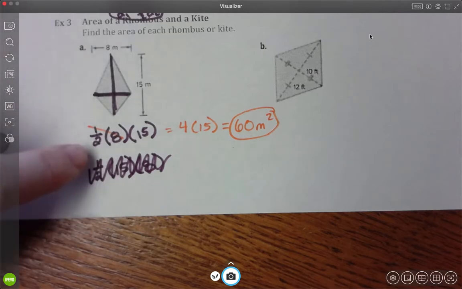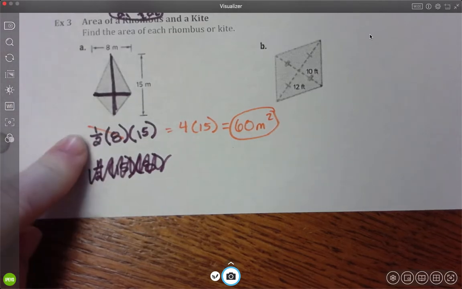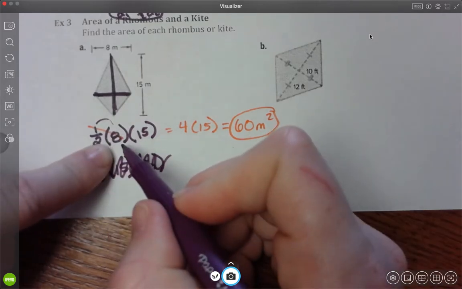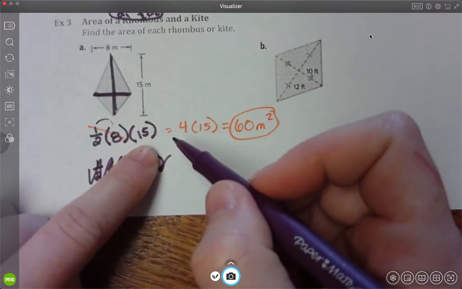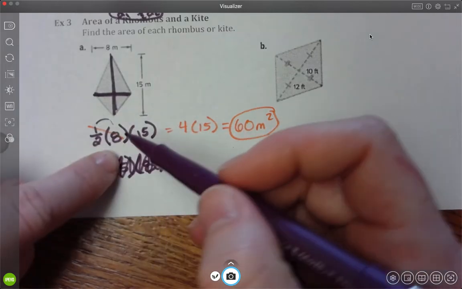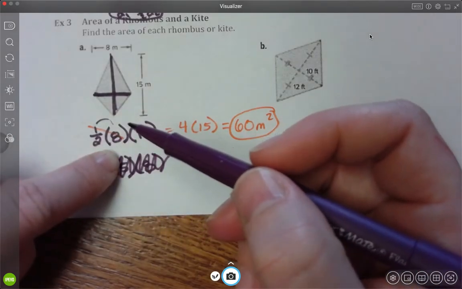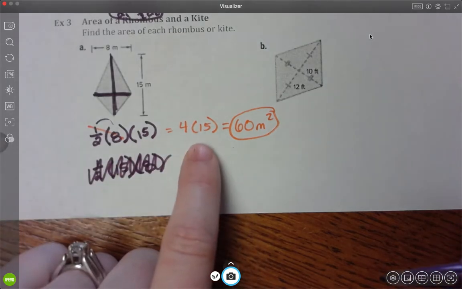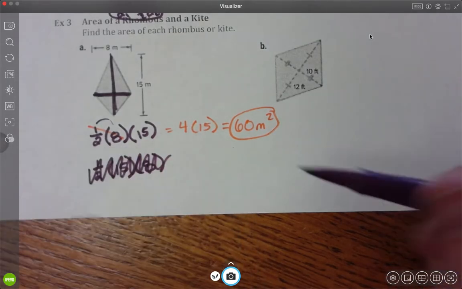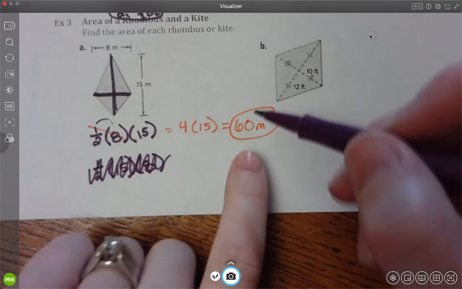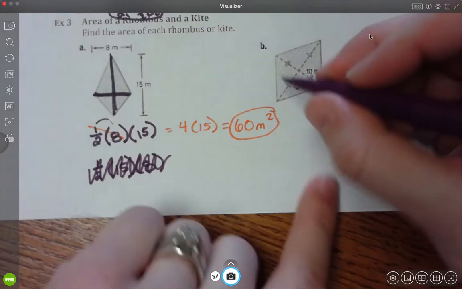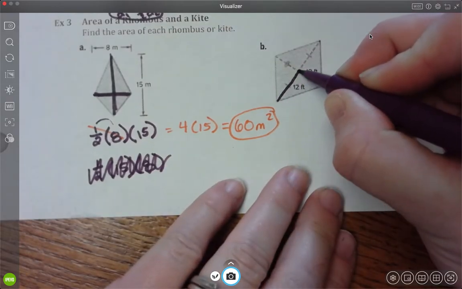Now, here's what you don't do. You don't distribute the 1/2 through for both pieces. It's not half of 8 times half of 15, right? It's just half of one of them. You're just taking half times that, okay? So don't distribute that 1/2 through. Just take it times that first element, in that order, okay? So 60 meters squared.